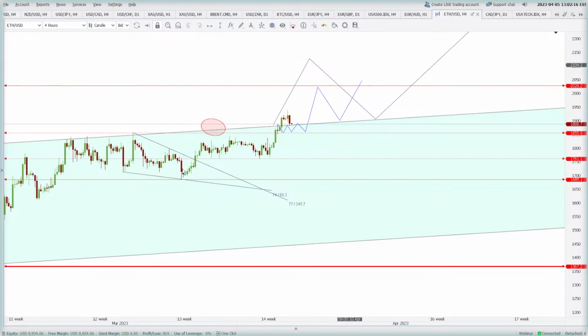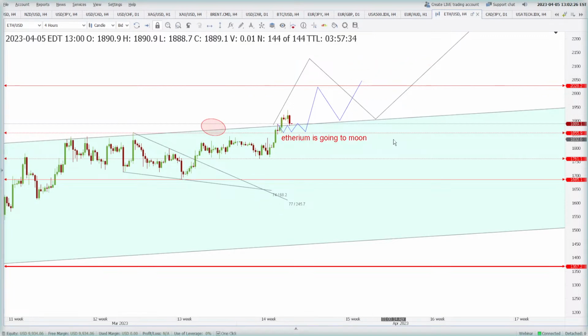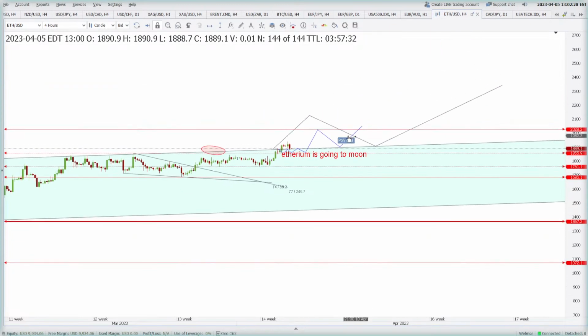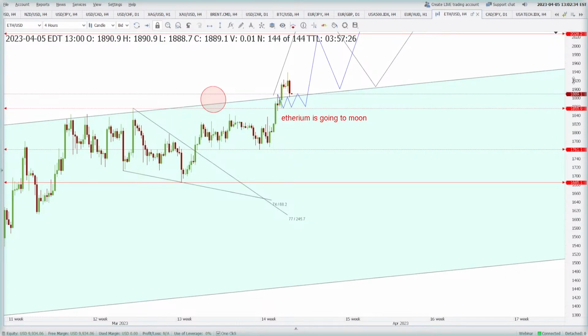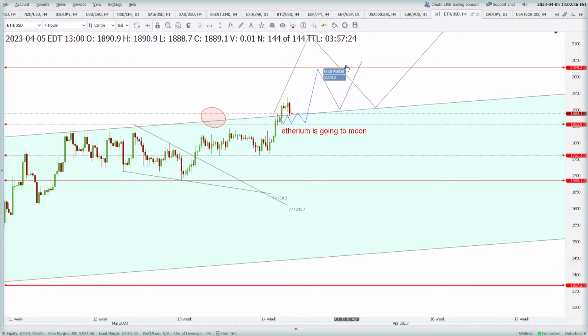So let me write this. Ethereum is going to moon. That is what I'm thinking about Ethereum right now. Ethereum is going boom, like this, boom. Now in these red candles, you may be thinking, no, Ethereum is going south. No, Ethereum is going to go moon. Believe me, Ethereum is going to test minimum 2028. Let's see how things unfold here also. Maybe tomorrow or maximum maybe day after tomorrow. Ethereum is going 2028.